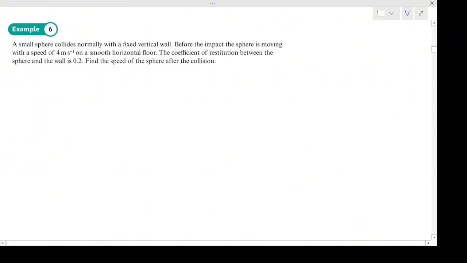Then we got this question here. Now it's a worded question, so we're going to need to draw a diagram ourselves. It says a small sphere collides normally with a fixed vertical wall. Before the impact, the sphere is moving with a speed of 4 on a smooth horizontal floor. The coefficient of restitution is 0.2. Find the speed after the collision. So we're going to draw a diagram. We've got a vertical wall, so it's going to be something like this, which is vertical, right? It goes up.